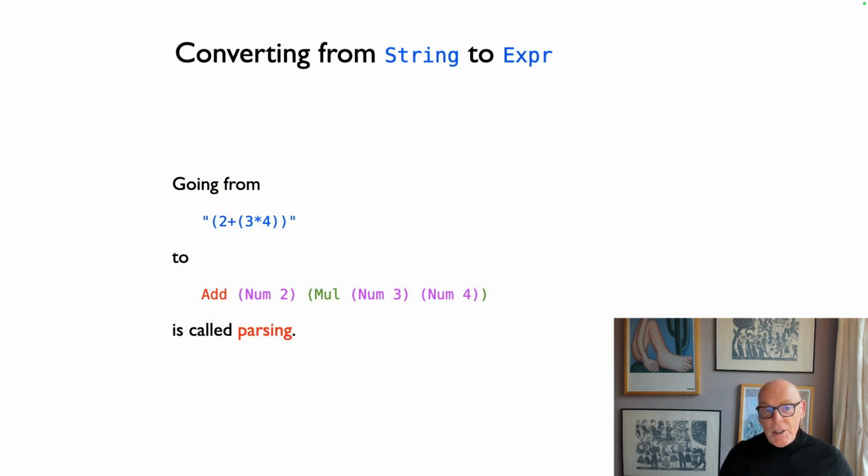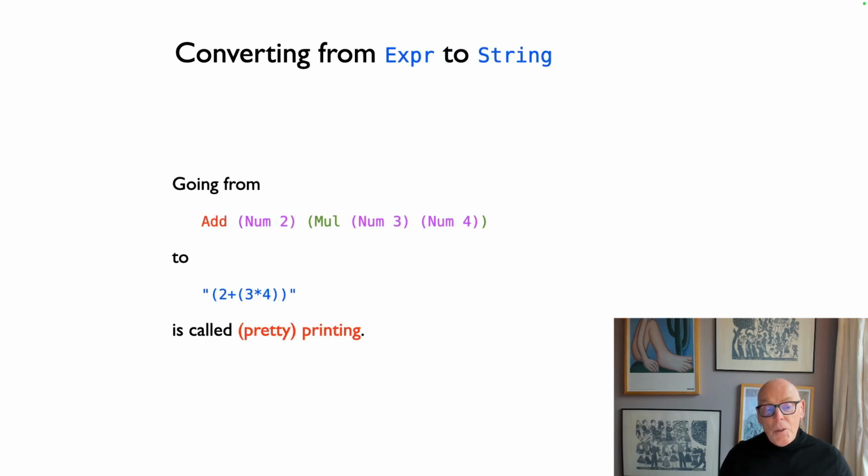Now, there are processes of going to and from strings to expressions. The process of going from a string to this structure, add of number 2 and multiplication, is called parsing. What that does is it uncovers the structure that's in that string. So it's got more information there. Just looking at that, you know that at the top level it's an addition, whereas looking at the string, you've got no idea until you uncover the structure. So we will talk at the end of this masterclass a bit about parsing.